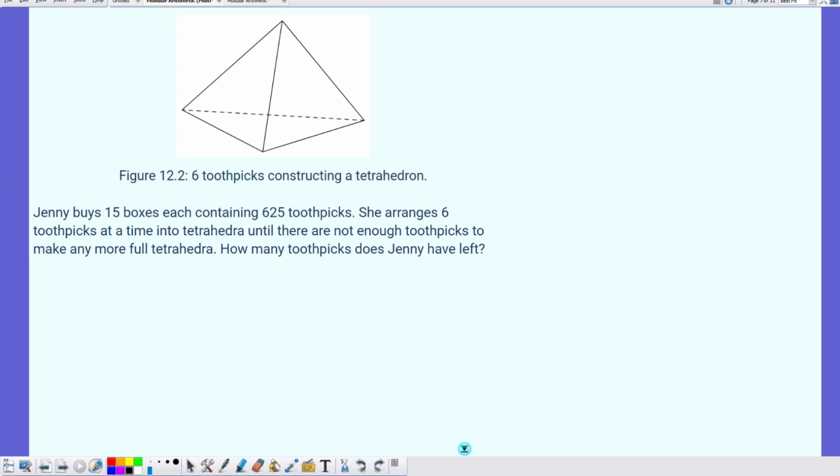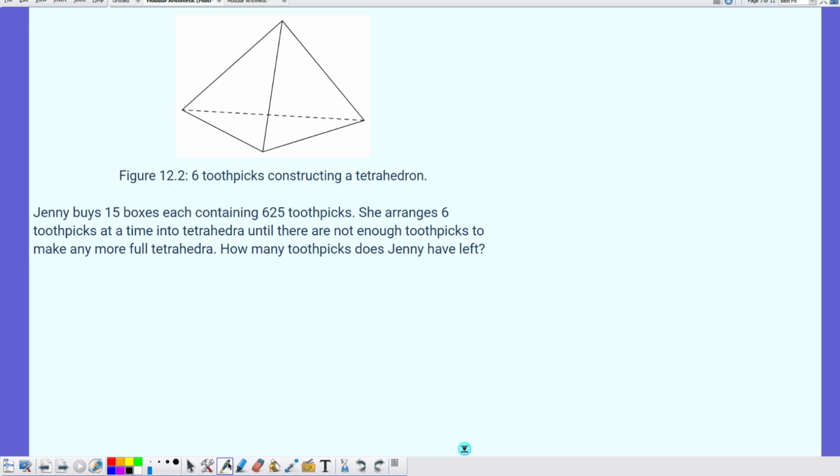Okay, so now we have another type of word problem. Jenny buys 15 boxes each containing 625 toothpicks. She arranges 6 toothpicks at a time into a tetrahedra until there are not enough toothpicks to make any more full tetrahedras. How many toothpicks does Jenny have left?